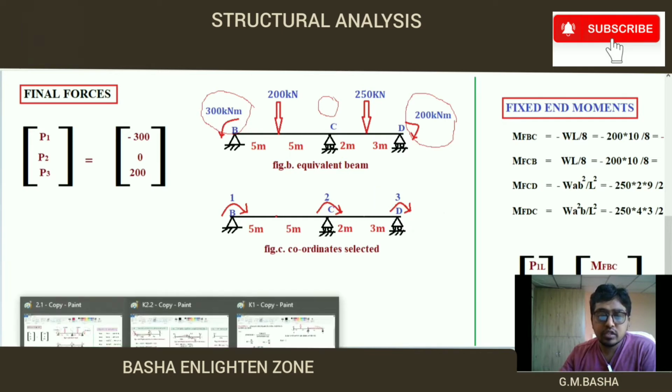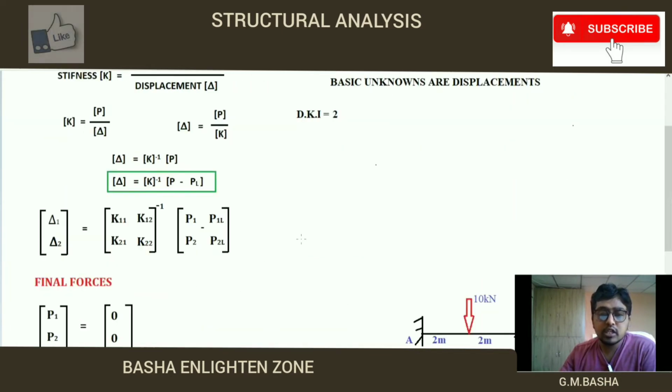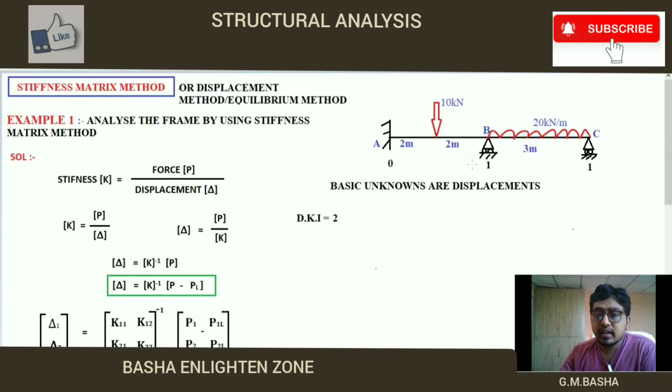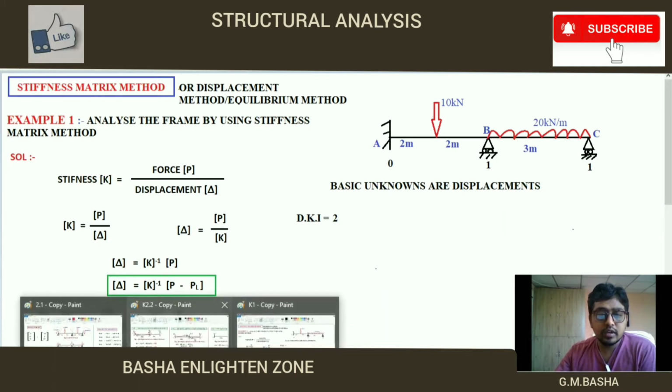For example, if you see the small difference between the last problem and today's problem, in the last problem, P1 and P2 will be equal to 0. Why? Because in the given problem, there are no such direct moments applied, and we are not modifying the given beam like this. Why? Because there are no overhanging portions or any direct moments in the given question. That is the reason your final forces in this condition will be 0. Then move to the next step.